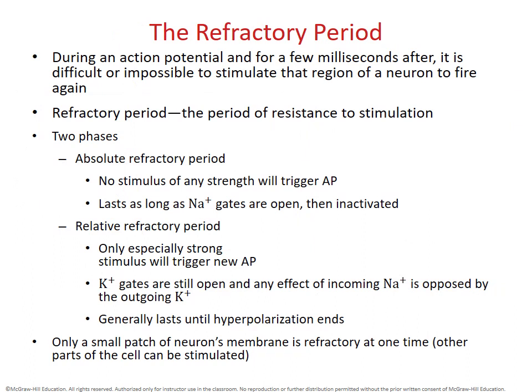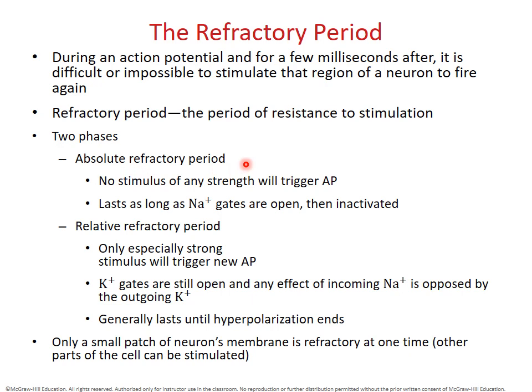And in objective 112, we talk about something known as the refractory period. A refractory period is a period of time during which the cell membrane is incapable of being stimulated again, or at least it's highly resistant to being stimulated by another stimulus. And the refractory period occurs during the action potential. And there's actually two different types of refractory periods, known as the absolute refractory period and the relative refractory period.